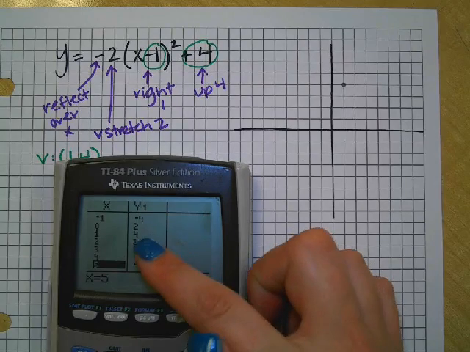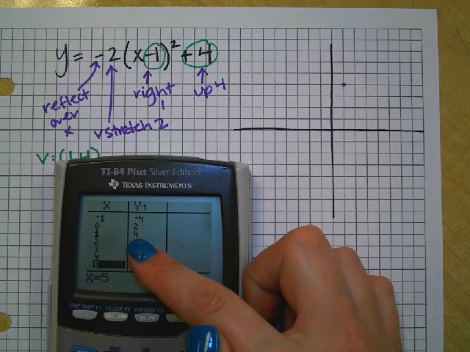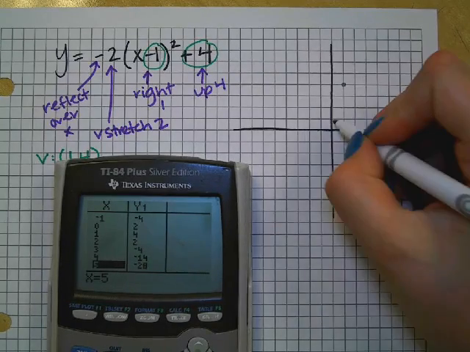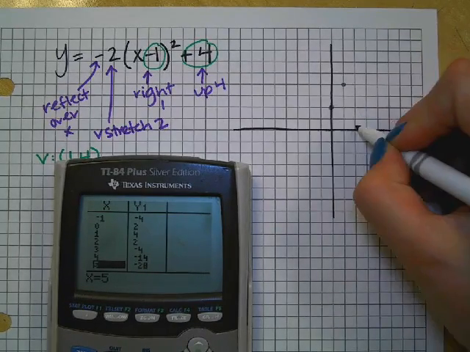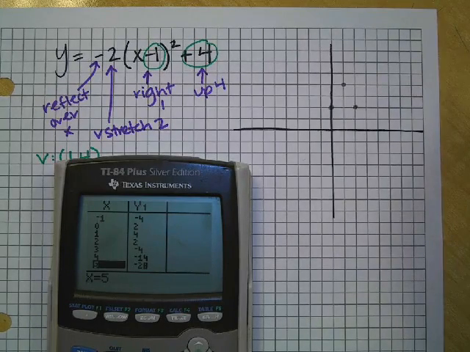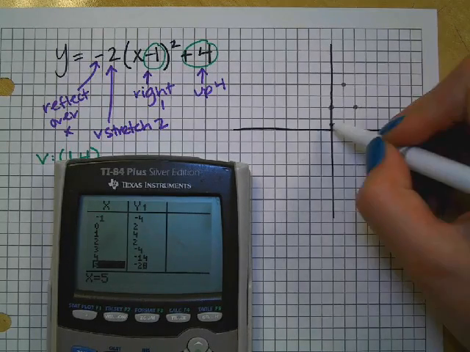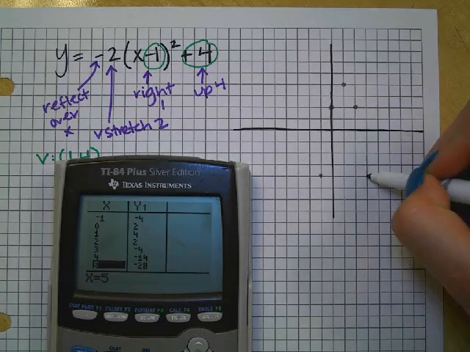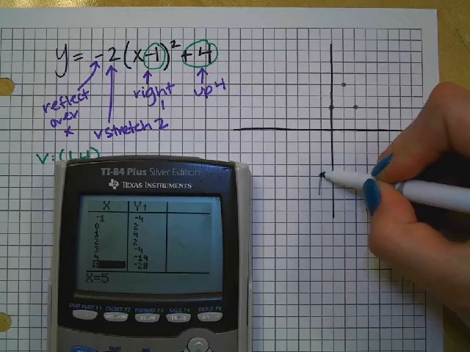All right, so we have the point 1, 4. We have the points 0, 2, and 2, 2. So go ahead and graph those. Are you already done graphing? Oh, 3, negative 4, negative 1, negative 4. All right, so there's our parabola.